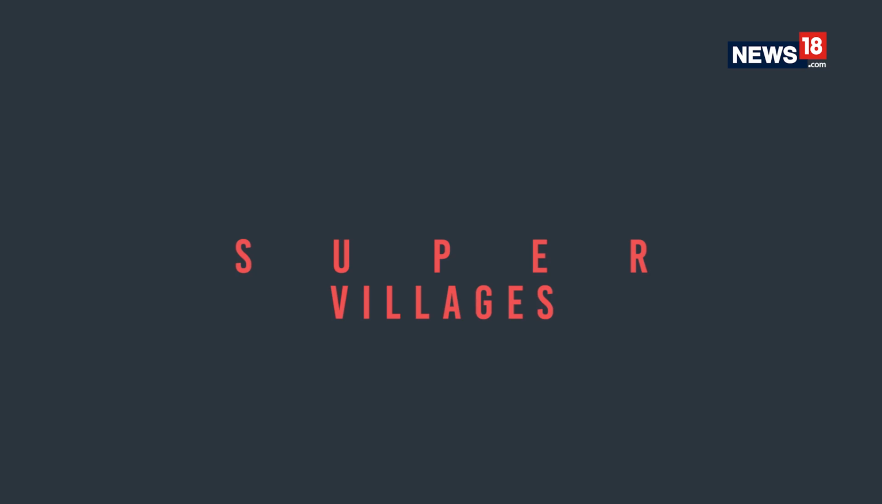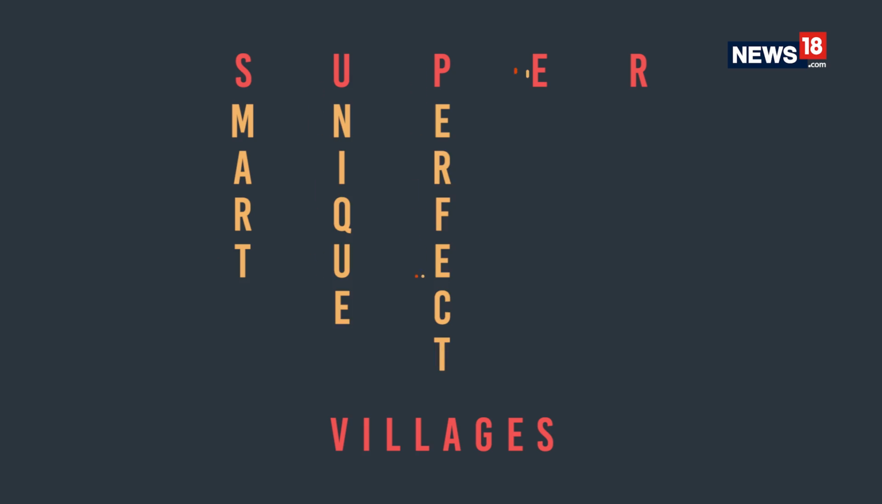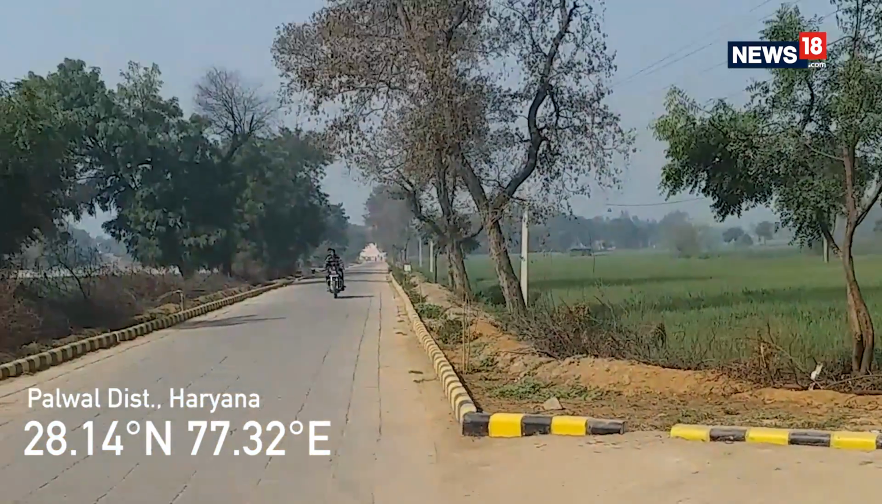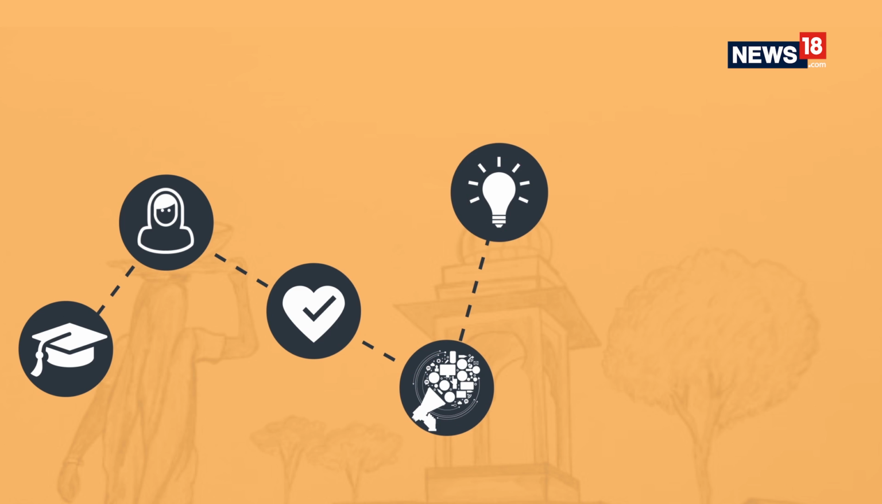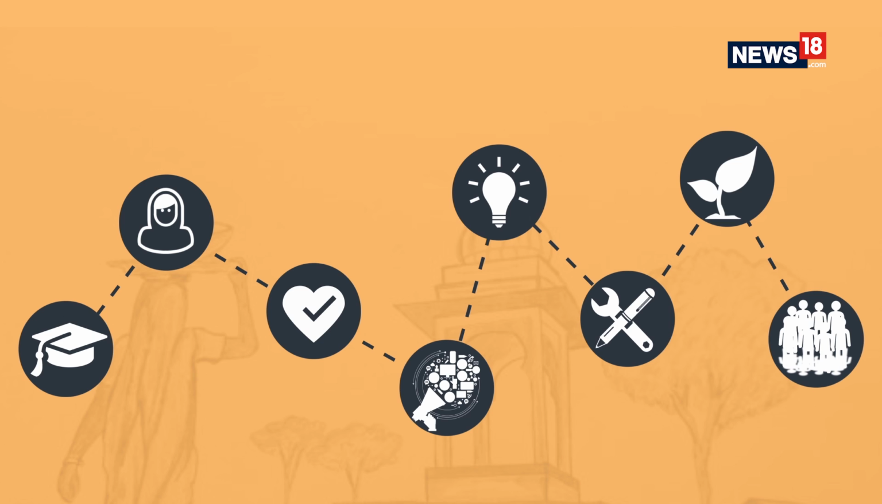SUPER stands for Smart, Unique, Perfect, Enterprising and Role model village. So we prioritized certain developmental themes. These themes were education, women empowerment, health, digitalization, innovation, skill development, environment and community engagement.